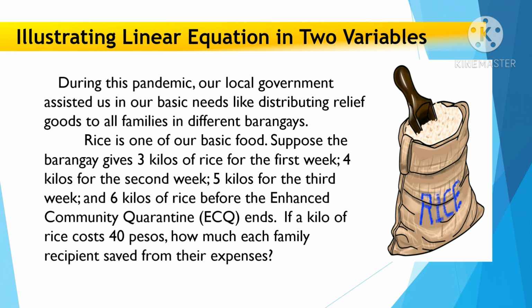During this pandemic, our local government assisted us in our basic needs, like distributing relief goods to all families in different barangays. Rice is one of our basic foods. Suppose the barangay gives 3 kilos of rice for the first week, 4 kilos for the second week, 5 kilos for the third week, and 7 kilos of rice before the enhanced community quarantine ends. If a kilo of rice costs 40 pesos, how much did each family recipient save from their expenses?